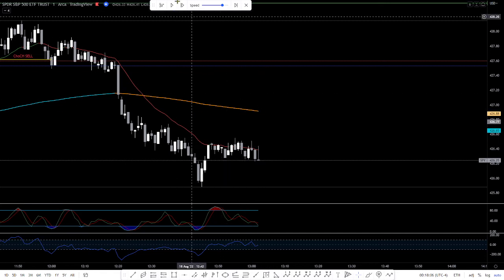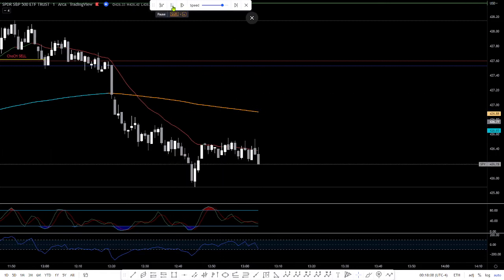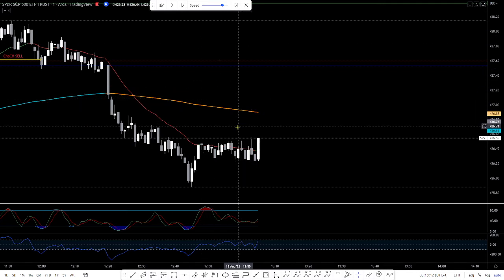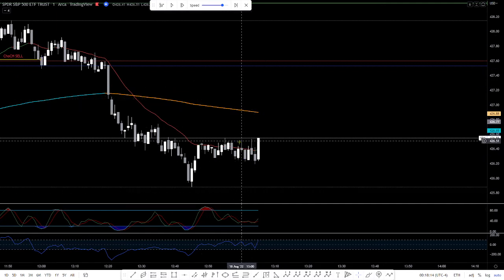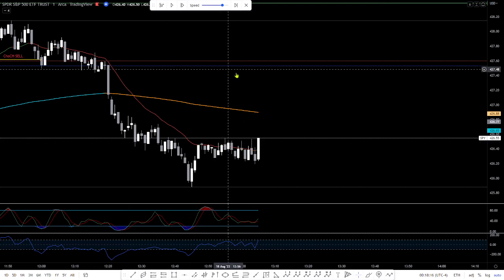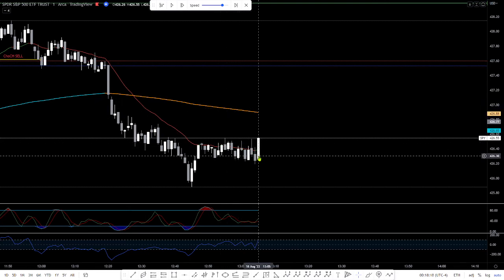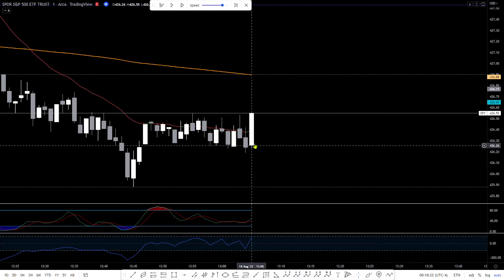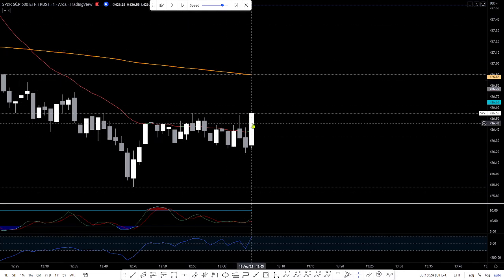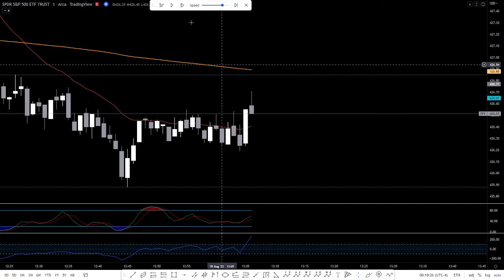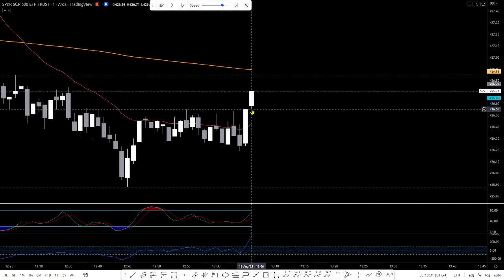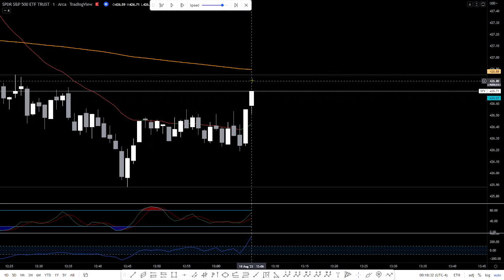So now we have consolidation, but it looks like we're about to break to the high side here. We got a nice big bull bar here. We got CCI and a cross on this bar. So what we're looking for is the next bar to break above and then take this long position.